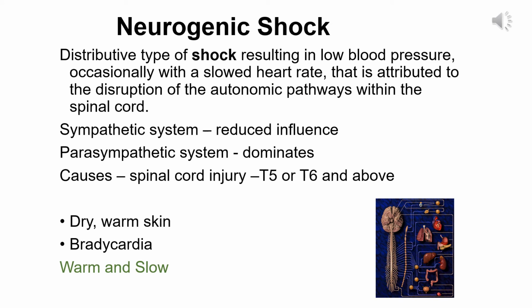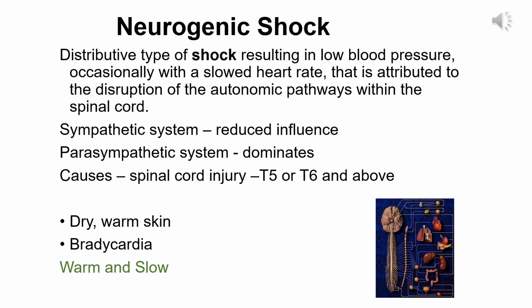All right, let's look at one distributive type of shock, neurogenic shock. What we're looking at with neurogenic shock is an injury to the spinal cord. And the injury to the spinal cord can come from several different things. It can be from an automobile accident. It can be from spinal anesthesia. It can be from a direct injury like a gunshot wound to the spine. But whenever we injure the spine, that disrupts the autonomic pathways in the spinal cord. These autonomic pathways, usually our sympathetic nervous system, which takes over influence of things like heart rate and blood pressure, will be disrupted.